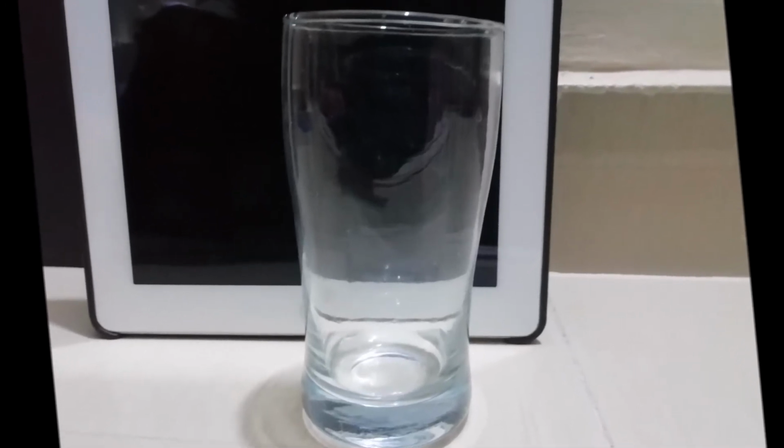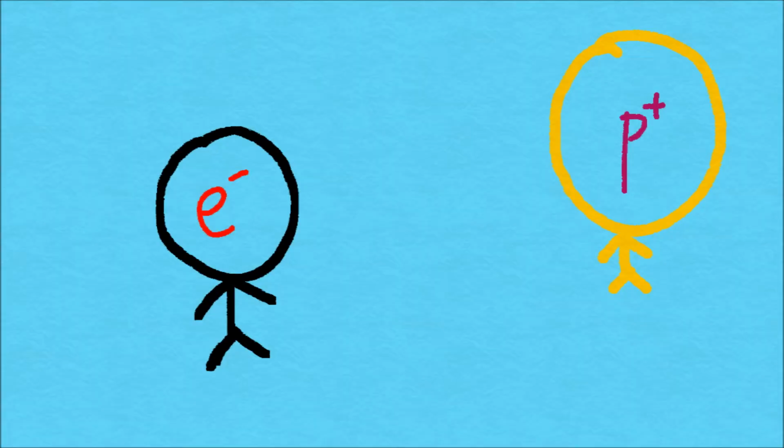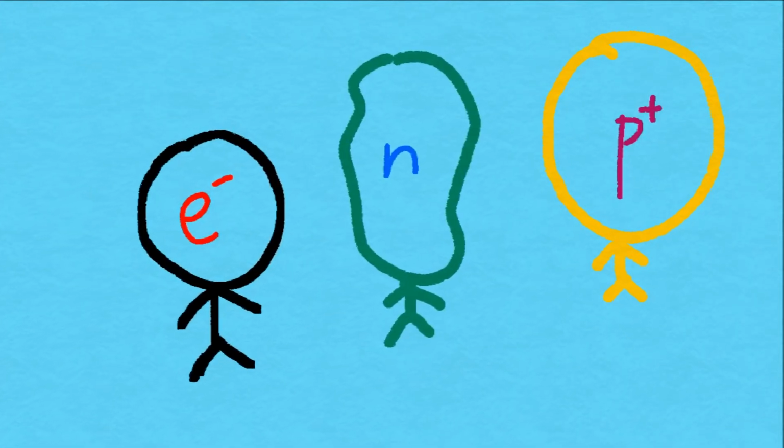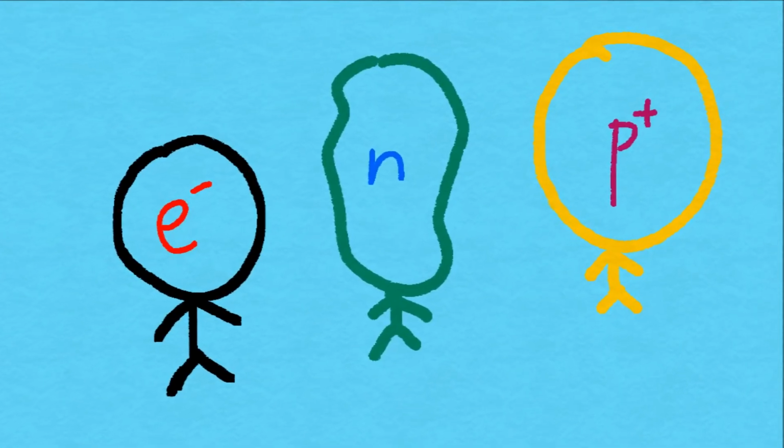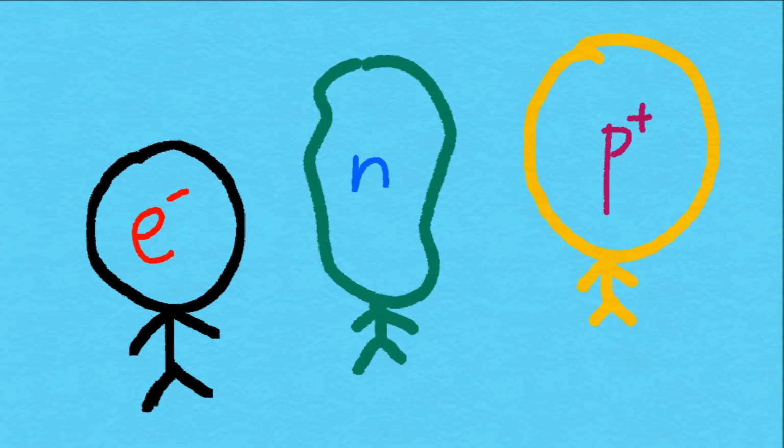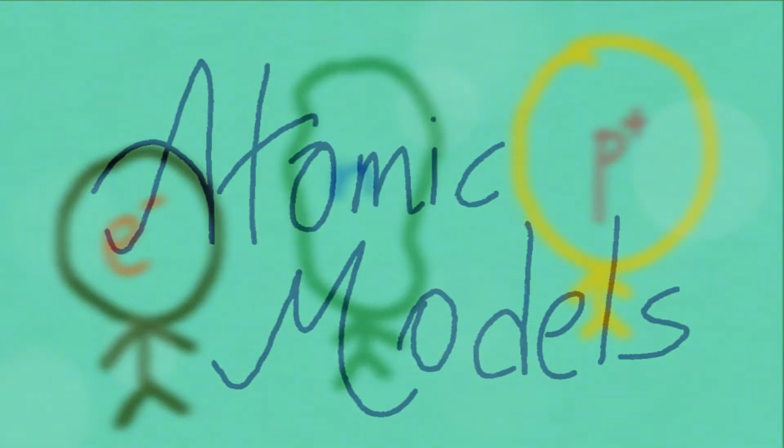Yet there is one thing common in all materials. They are all made up of atoms. Atoms may differ from one another, but all atoms are made of three basic particles: the electron, proton, and the neutron. Thus, in order to understand the property of any material, it is necessary to understand atoms, that is, atomic models.